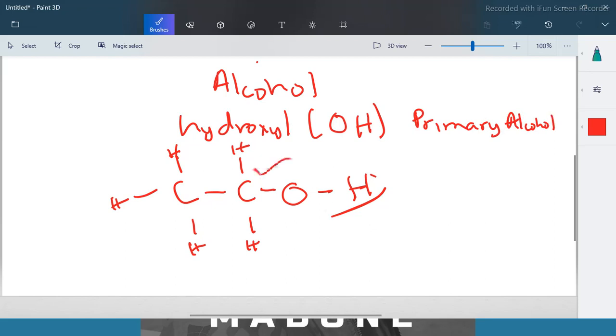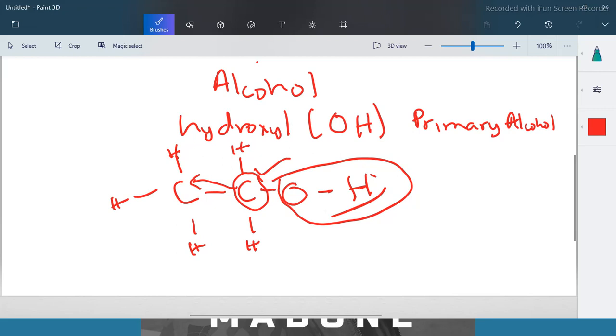Simple. This is a primary alcohol. How do we know that? Take note. The carbon that is attached to the hydroxyl group, the OH, is bonded with one other carbon. Does it make sense, guys? I hope it does make sense to whoever is listening to this tutorial, right?